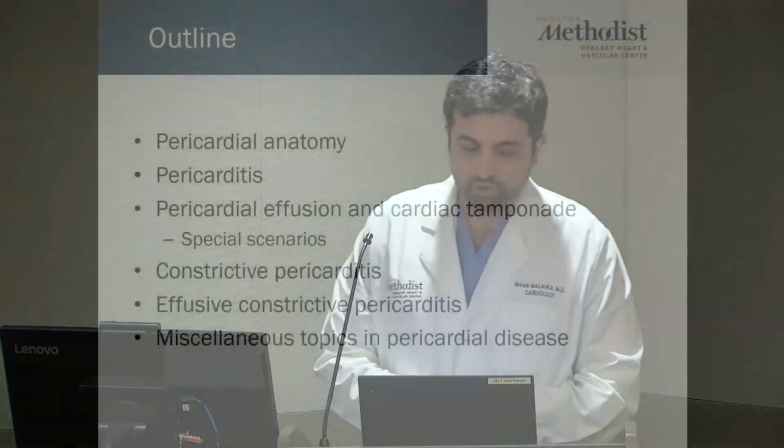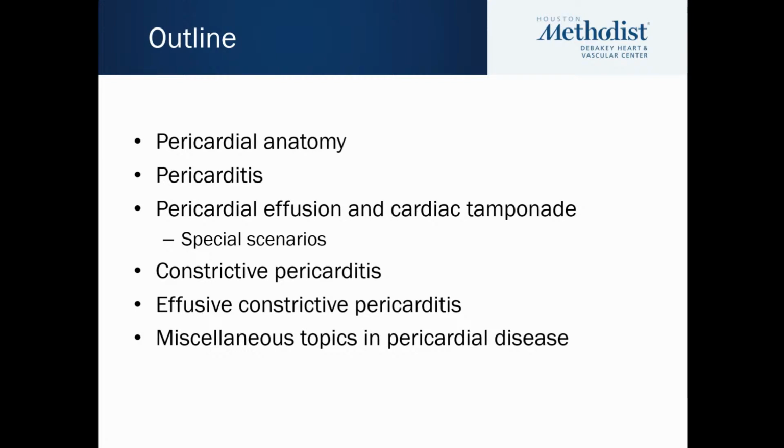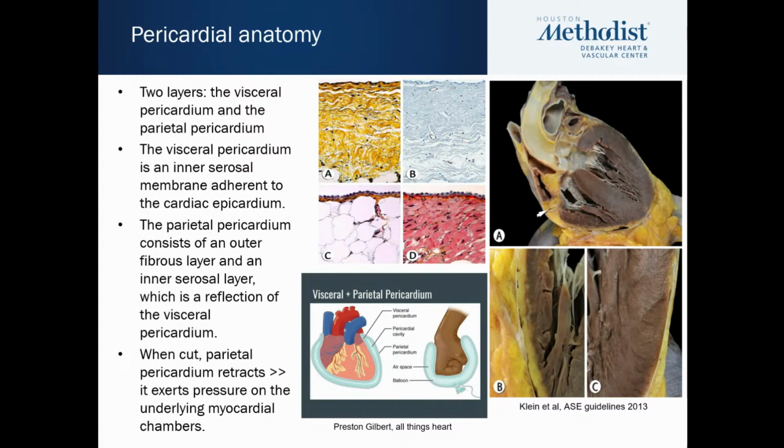Today, we're going to talk about pericardial disease. I'll start with echocardiography for the first 30 minutes, and then Dr. Nabi is going to talk about cardiac CT and cardiac MRI. Here's an outline of what we'll review. We'll go over the pericardial anatomy, pericarditis, pericardial effusion and tamponade as it relates to echocardiography, constrictive pericarditis, the important condition of effusive-constrictive pericarditis, and then a few miscellaneous topics in pericardial disease.